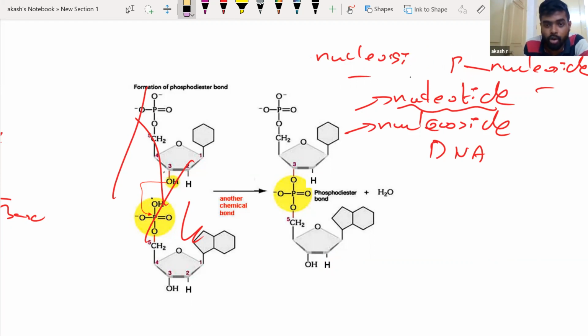Nucleoside, what do you have? In a nucleoside, you just have the sugar and the base. Again, this particular structure is a nucleoside. Now I'm telling you, two nucleosides can come together with the help of phosphorus, and that is nothing but your phosphodiester bond.